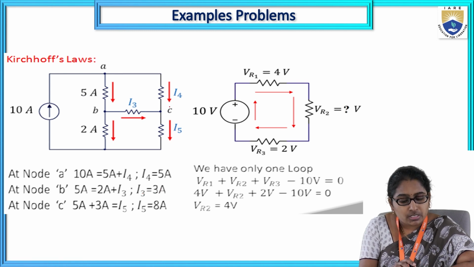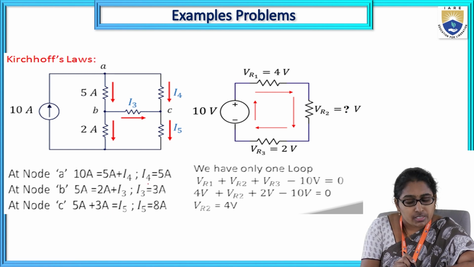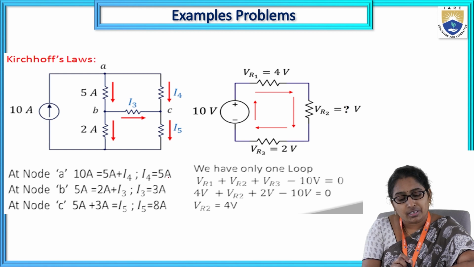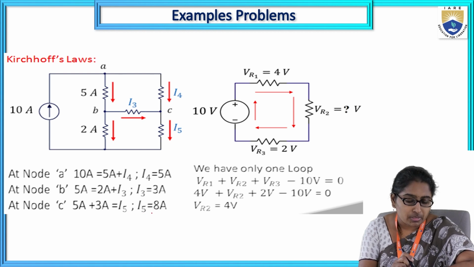Next, at node C, if you apply KCL, I3 plus I4 equal to I5. I3, I4 already calculated. So 3 plus 5 equal to I5, that is I5 equal to 8 amperes.